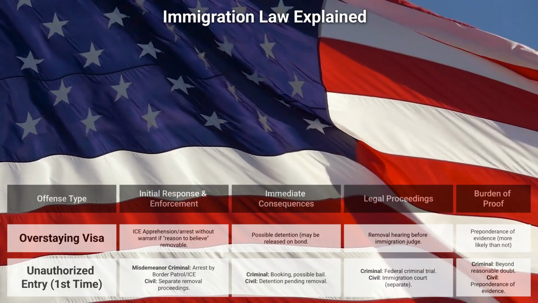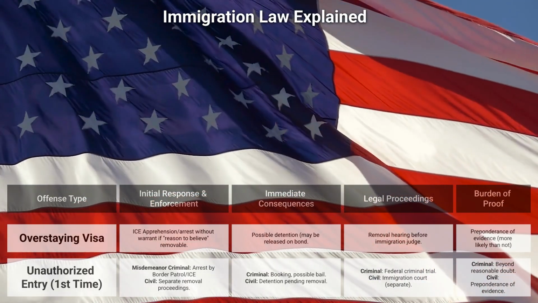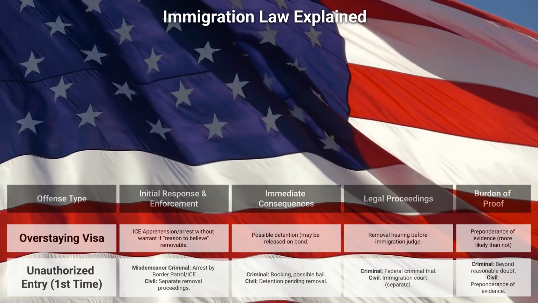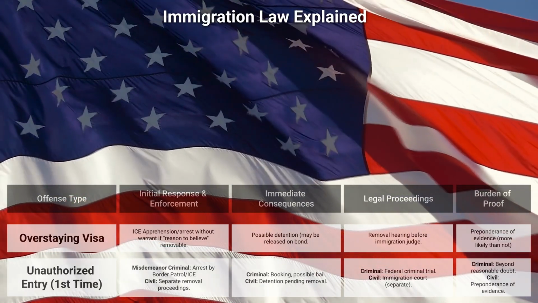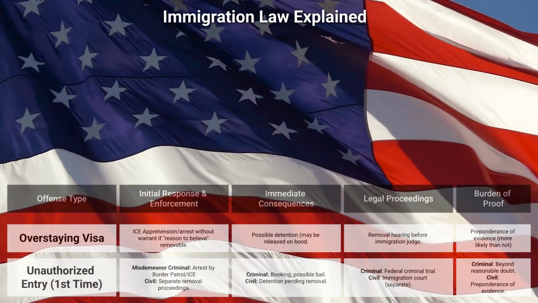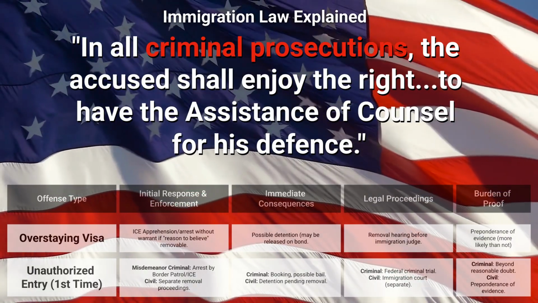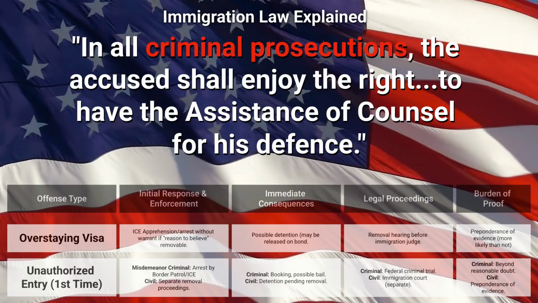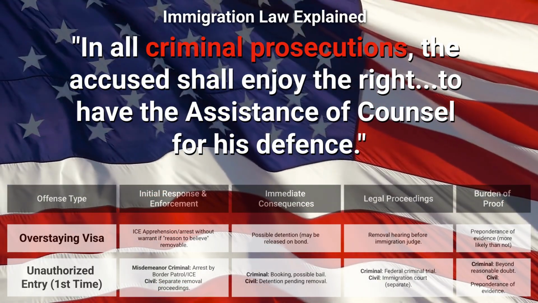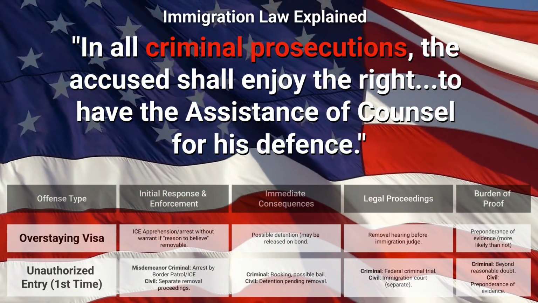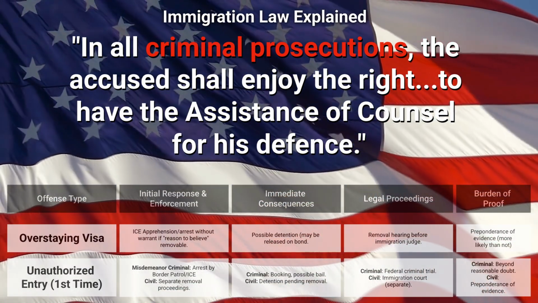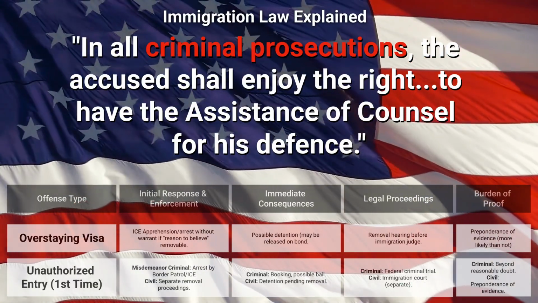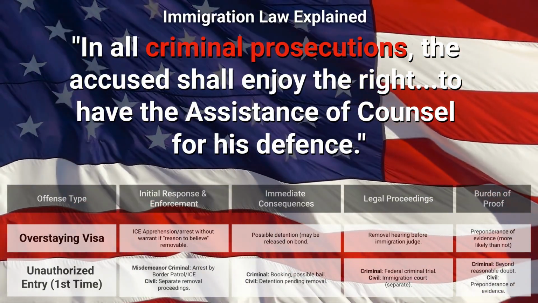Some people ask, how can the government deport someone without giving them a free lawyer? The answer is found in constitutional law. The right to appointed counsel comes from the Sixth Amendment, which specifically states, "In all criminal prosecutions, the accused shall enjoy the right to have the assistance of counsel for his defense." Criminal prosecutions. Deportation proceedings aren't criminal prosecutions. They're civil administrative proceedings. That's not a loophole, that's the constitutional text.